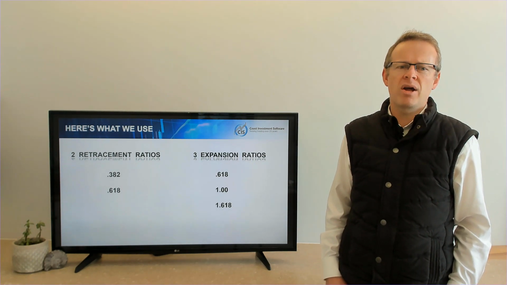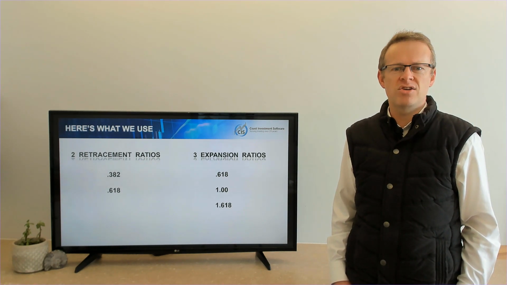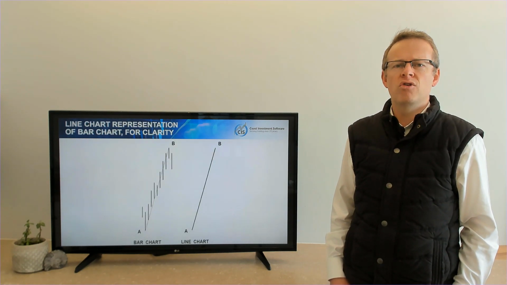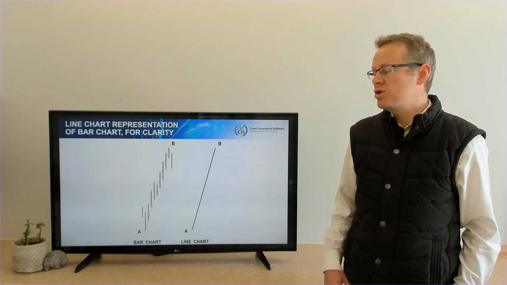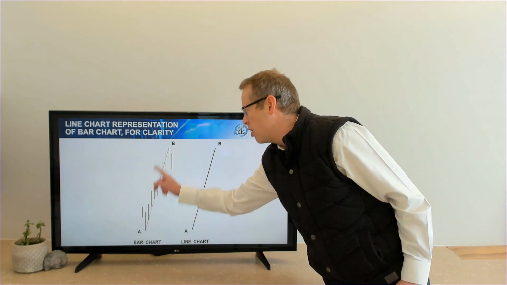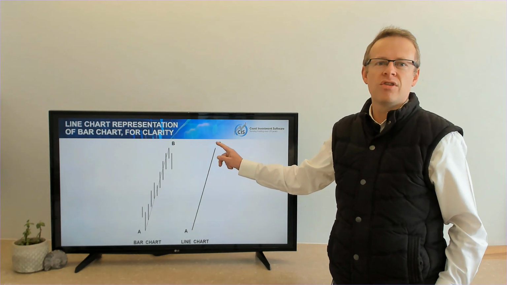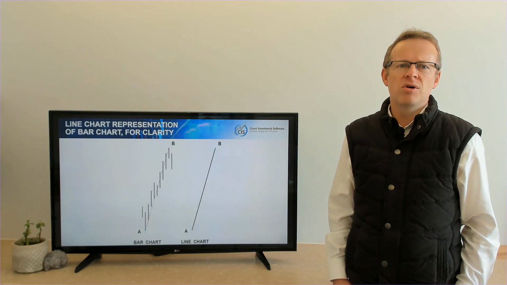So let's talk about how we use Fibonacci retracement and expansion ratios. First of all, it's very important that when drawing your retracement and expansions, you use the utmost extremes. So imagine point A the low, point B the high. You can almost imagine a line chart there. You want to be using the utmost extremes from point A to point B when doing your measurement.